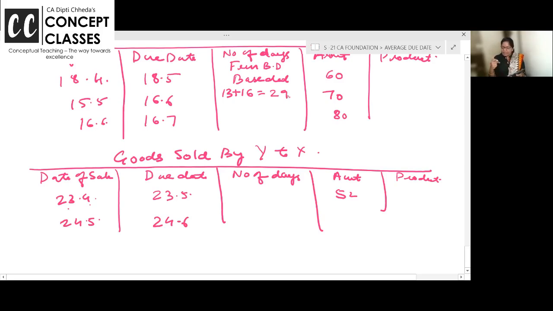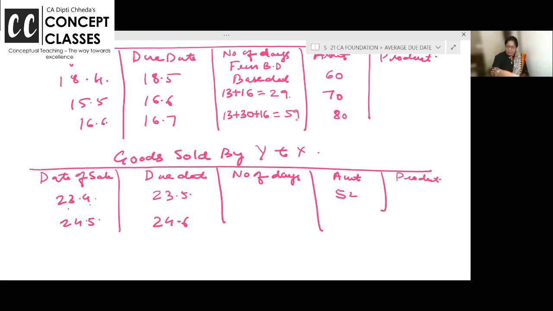Next, 18th May to 16th July. So 31 minus 18, so 13 days of May, 30 days of June and 16 days of July. So 13 plus 30 plus 16, that is 59 days. 59 days it is coming.